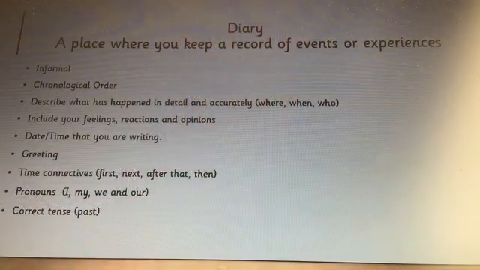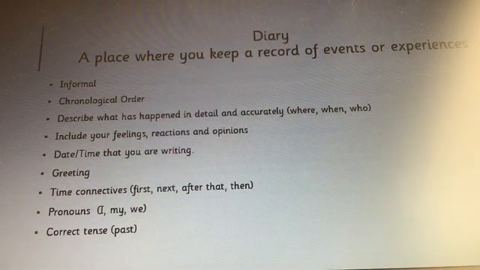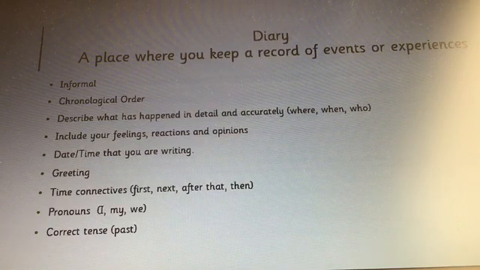Or you could write your own diary. Because after all, we are living in extraordinary times, and whatever you write will be really, really interesting. A diary is a place where you keep a record of events or experiences. You write it to yourself so you can write about whatever you want to. Some people keep daily diaries, others keep weekly or even monthly diaries. A diary is informal because you are writing to yourself. It's in chronological order, which means that you need to write the events in the order that they happened.